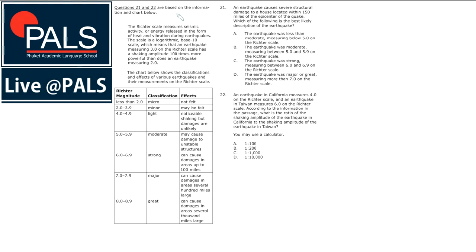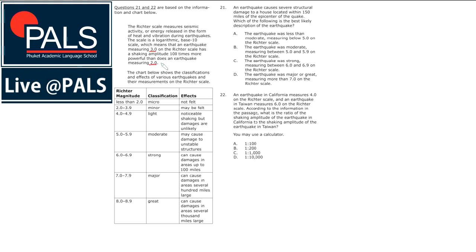21 and 22 are based on the information and chart below. The Richter scale measures seismic activity or energy released in the form of heat and vibration during earthquakes. The scale is a logarithmic, base 10 scale, which means that an earthquake measuring 3 on the Richter scale has a shaking amplitude 100 times more powerful than does an earthquake measuring 2.